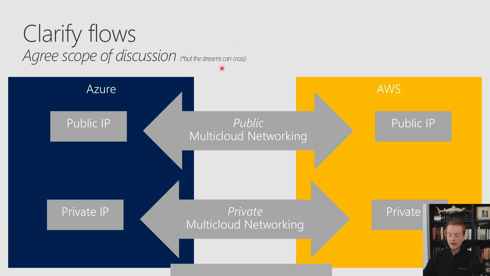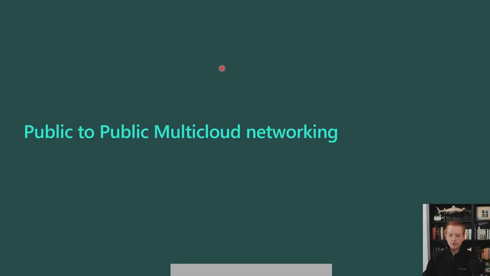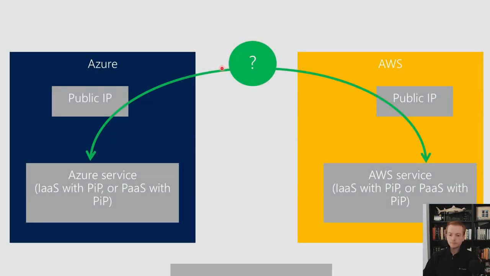As I say here, slight caveat, the streams can cross a little bit. We can use the public side as an underlay for the private networking, but I'll come on to that later in the video. Let's talk about the public side first, because that's a bit easier to think about and solution for. As I said, we're talking about a PIP on Azure. Could be a PIP associated with a VM, a PIP associated with a load balancer in a VNet, or a public IP associated to a PaaS service that's ultimately getting returned when you look up a DNS entry for a PaaS service you're using on Azure, talking to the equivalent on AWS.